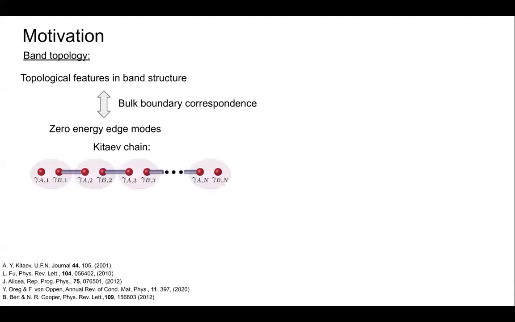With the motivation. So I think this is a well-known fact that topological features in the band structure of materials lead via the bulk-boundary correspondence to zero energy edge modes. And here we have a famous example, which is a p-wave superconductor, the DIII chain, that has these Majorana edge modes on the edges, of course. And these are interesting systems by themselves. But what if we add interactions to that?